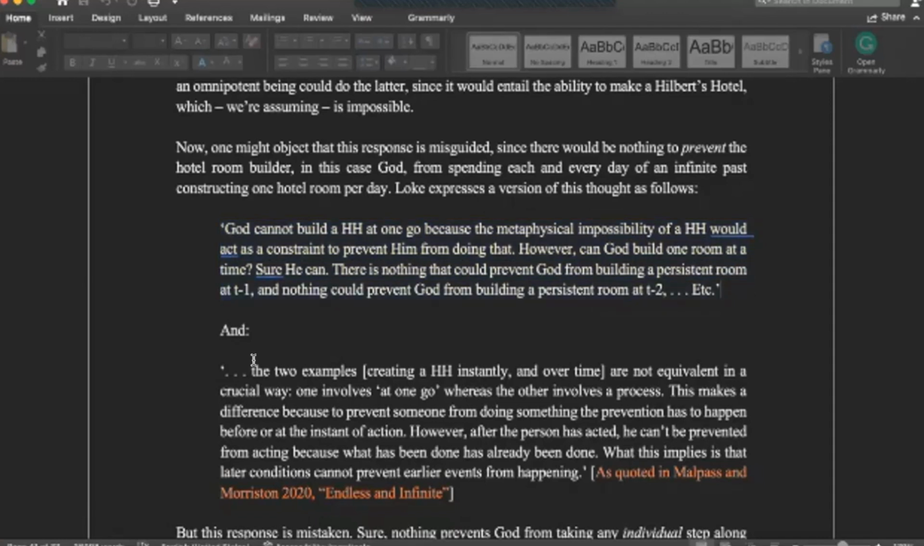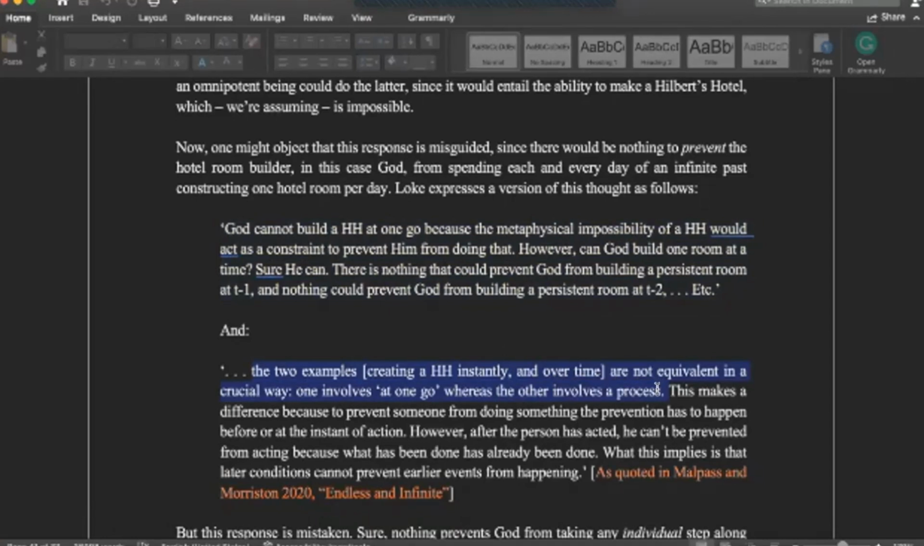Locke continues. The two examples, that is creating a Hilbert's hotel instantly and over time, respectively, are not equivalent in a crucial way, right? There's a relevant difference between them. One involves creating a Hilbert's hotel all in one go, whereas the other involves a process of building a hotel up over time.